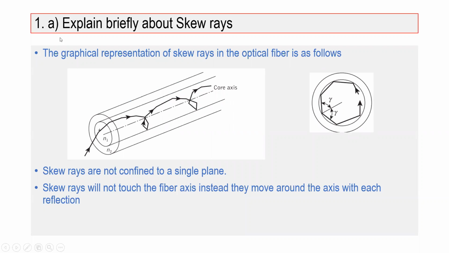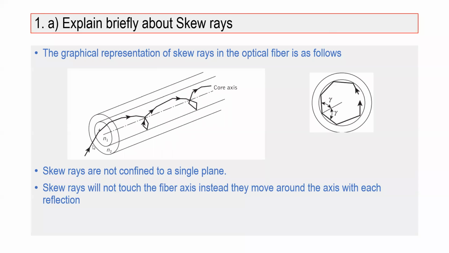Coming to the first question, I have given about skew rays. 1a, explain briefly about skew rays. Coming to skew rays, there are two types of rays in your ray theory. In your optical communication, there are two types of rays. One is meridional ray and the other one is skew ray. Meridional ray is a straight path which will be reflected at the core and cladding interface in this way. Coming to skew rays, they will travel in a helical path. Okay, skew rays will travel in a helical path. The major difference between them is explained over here.